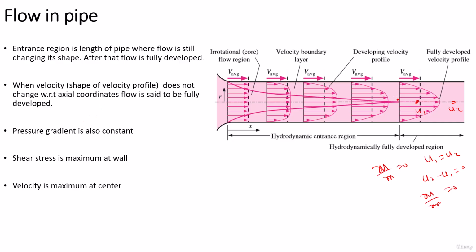And once the flow becomes fully developed, in that region the velocity profile is well established, and that is parabolic for the laminar pipe flow. And secondly, the pressure gradient is also constant. It's linear and a constant value, meaning that the pressure changes linearly with the length. And in the case of any pipe flow, the shear stress will be maximum at the wall, the velocity will be 0 at the wall, and the velocity will be maximum at the center.